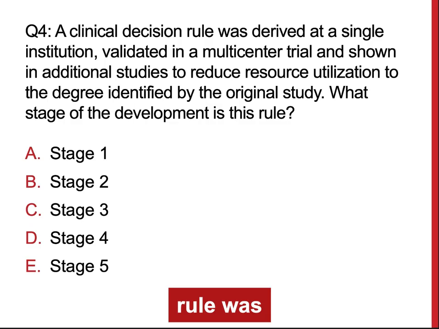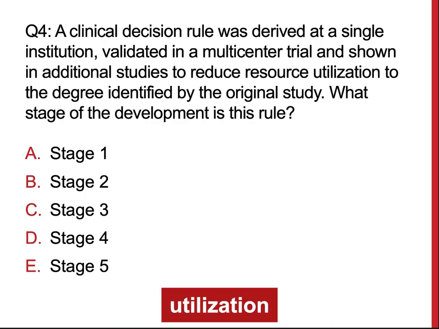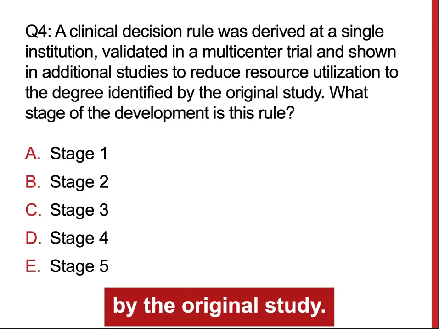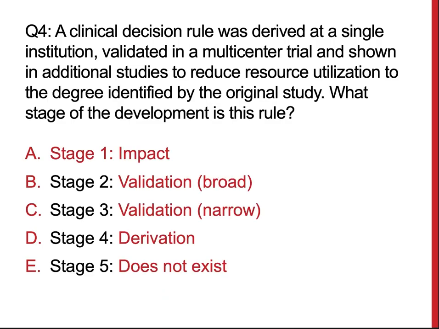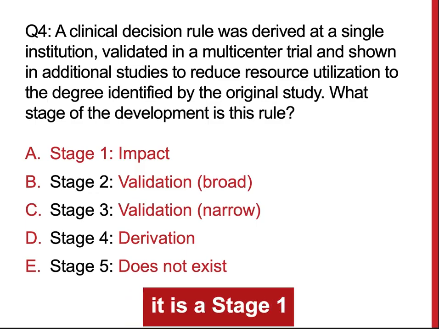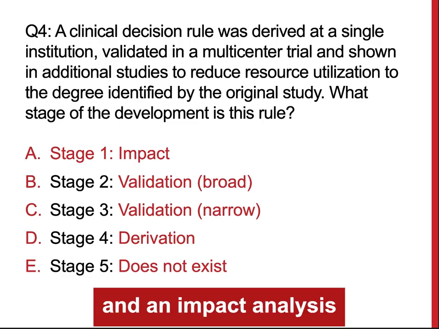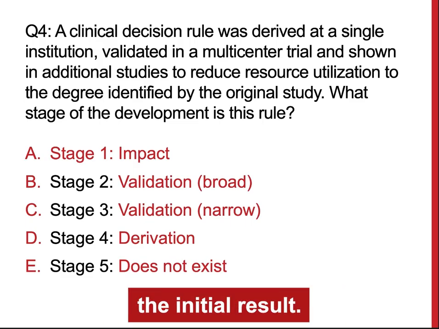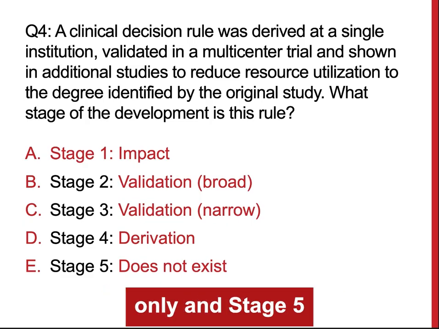A clinical decision rule was derived at a single institution, validated in a multi-center trial, and shown in additional studies to reduce resource utilization to the degree identified by the original study. What stage of development is this rule? 1, 2, 3, 4, or 5? The answer is A. It is a stage 1 clinical decision rule. It has gone through derivation, a broad validation, and an impact analysis confirming the initial results. Stage 2 is a broad validation, Stage 3 is a narrow validation, Stage 4 is derivation only, and Stage 5 does not exist.